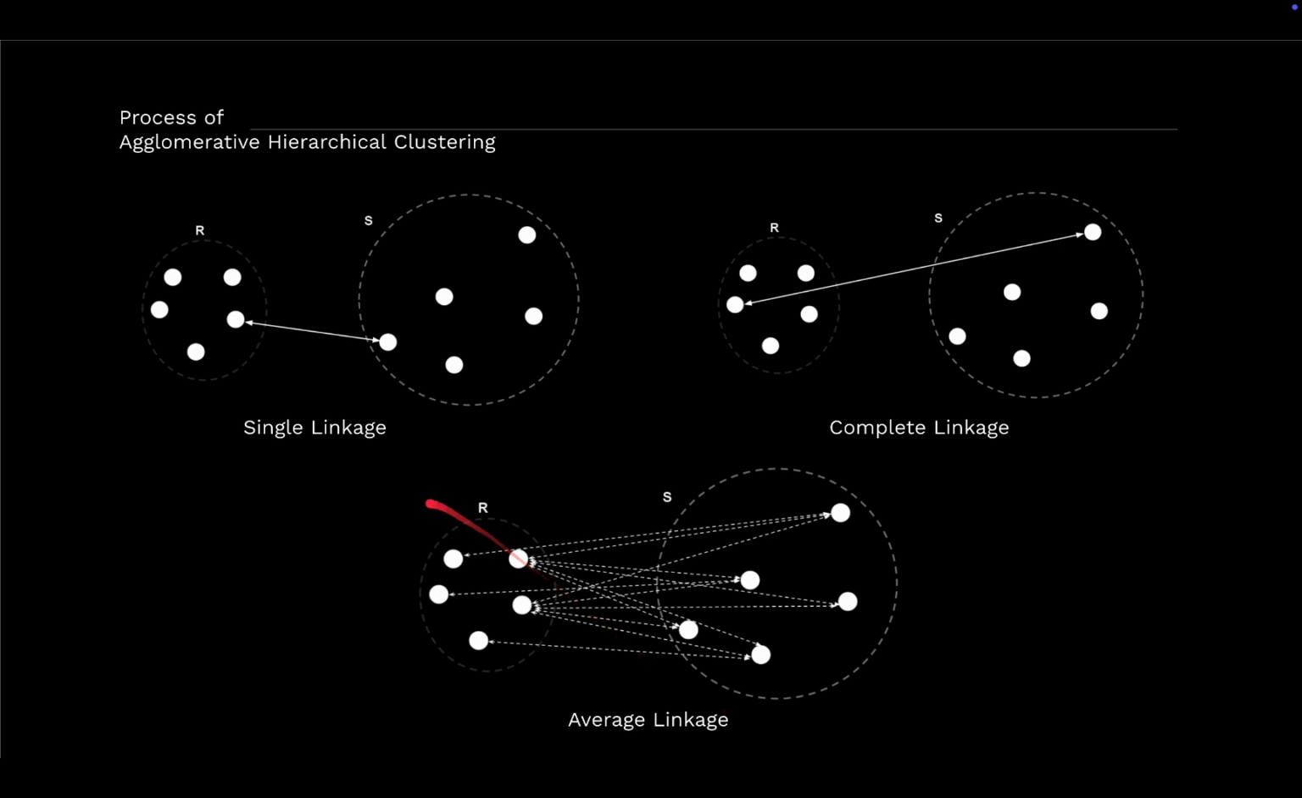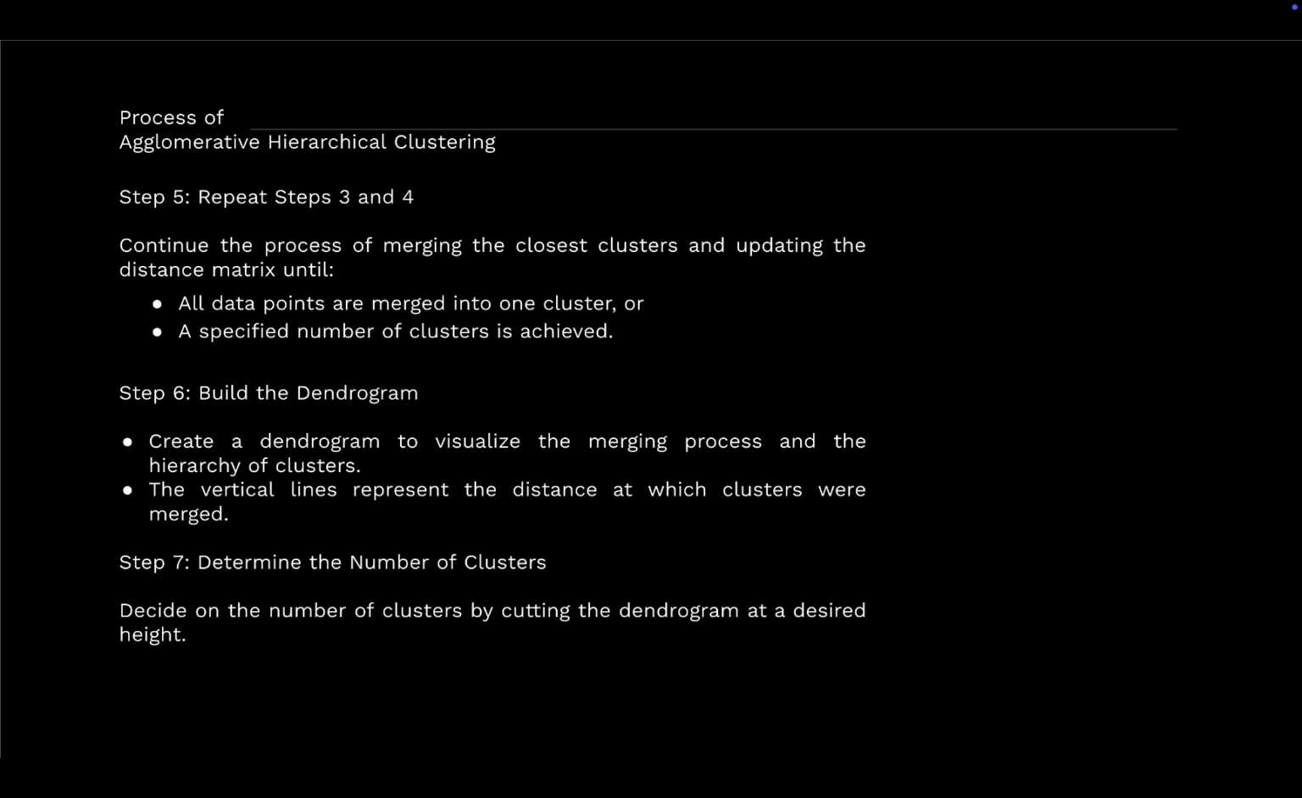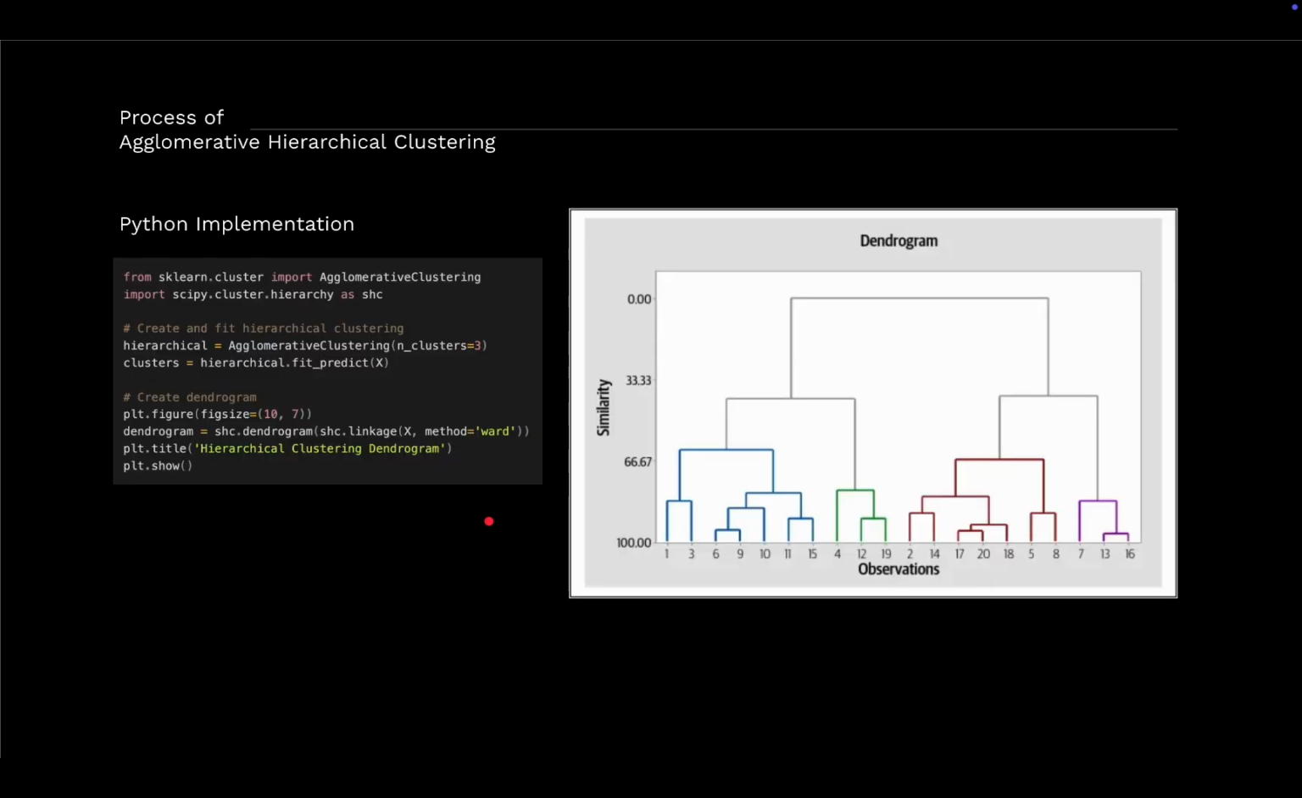In single linkage, we choose the minimum distance between data points. In complete linkage, we choose the maximum distance, and in average linkage, we take the average distance between the two clusters. Finally, we create a dendrogram to visualize this hierarchy and cut it at the desired height to define the final clusters. We can see here the dendrogram and the Python implementation. We first import the required libraries, then define the model and fit the model. You can see we have defined the number of clusters, and then we plot a diagram.